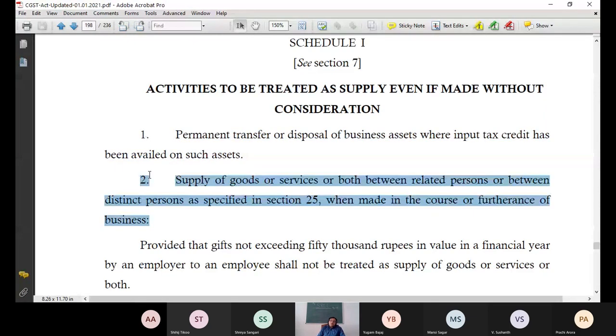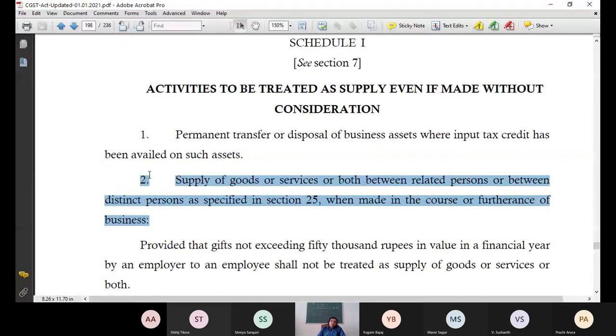Supply of goods or services or both between related persons. So now it's a new word, related persons. Supply of goods or services or both between related persons or between distinct persons as specified in section 25. Now I hope you remember this word, distinct persons.